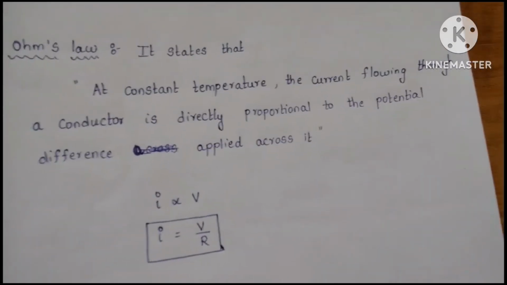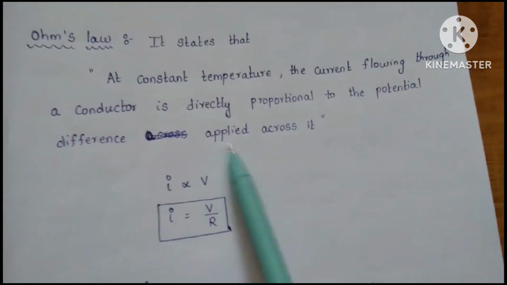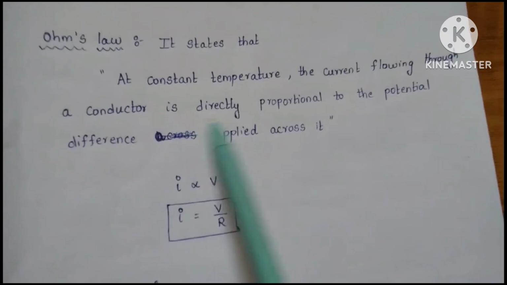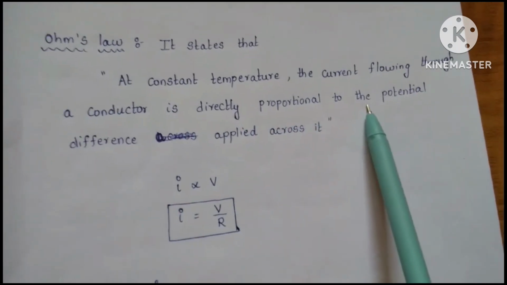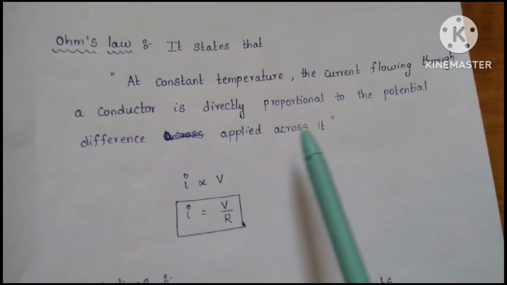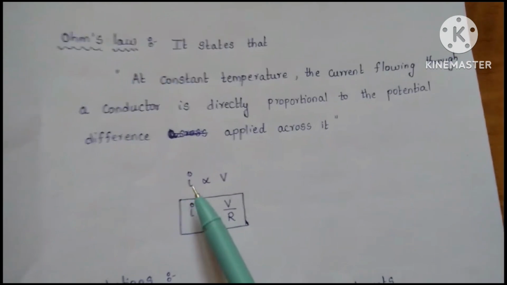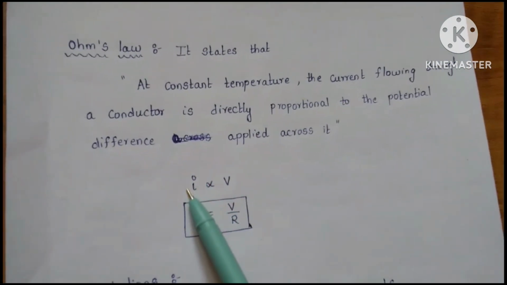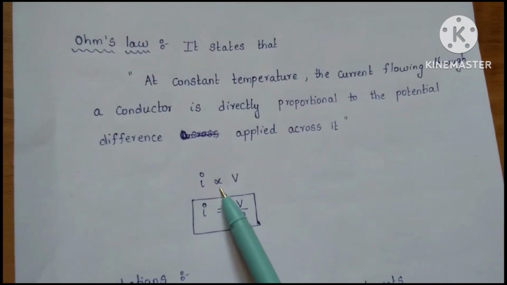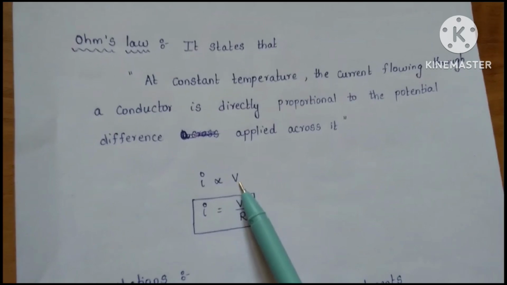Today's topic is Ohm's law. So Ohm's law states that at constant temperature, the current flowing through a conductor is directly proportional to the potential difference applied across it. Therefore, we can write this in the form of an expression as the current flowing through the conductor, which is represented by I, is directly proportional to the potential difference, which is represented by V.